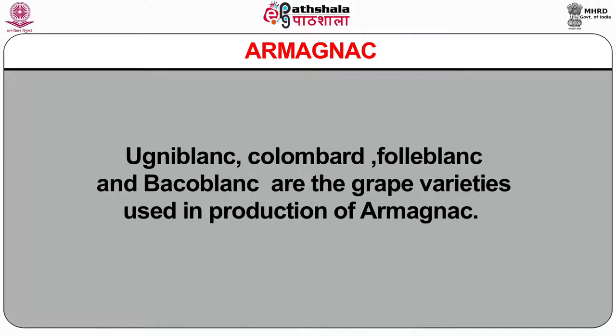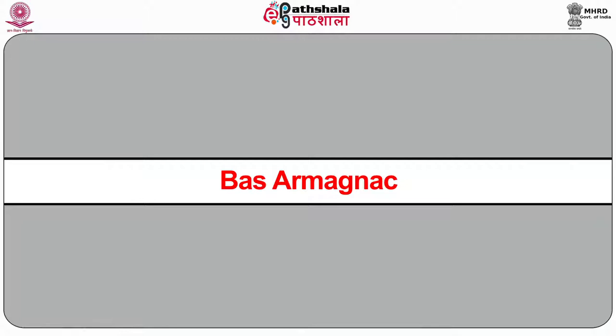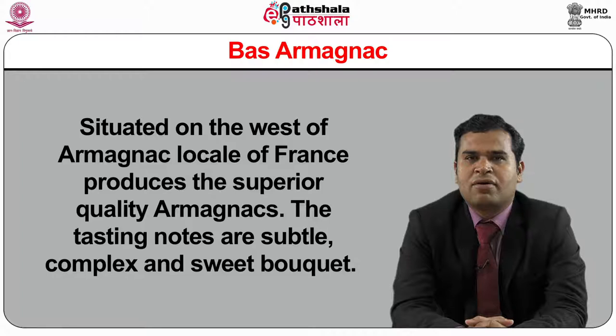Now we will discuss all the delimited Armagnac regions. So the first one is Bas Armagnac. It is situated in the west of the Armagnac locale of France and produces the superior quality Armagnacs. The tasting notes are supple, complex and a sweet bouquet.